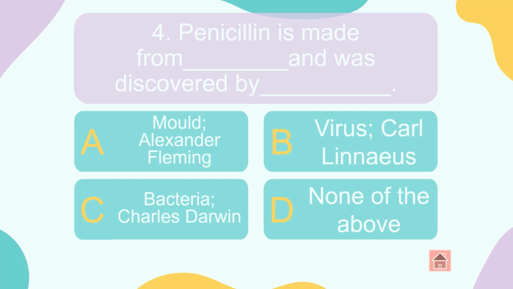Okay, and the correct answer is A. Penicillin is made from mold and was discovered by Alexander Fleming. Well done.